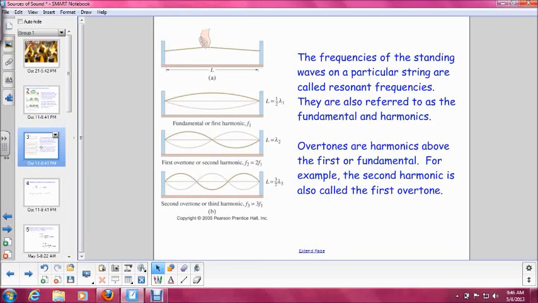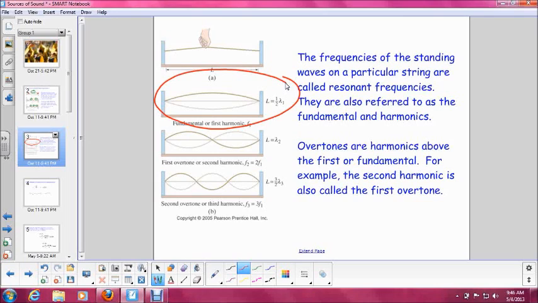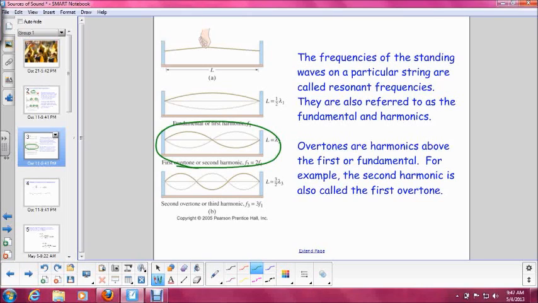The frequencies of a standing wave are called resonant frequencies. Remember, we talked about resonance as being a buildup of constructive interference at a frequency that an object really likes. So, when we fix both ends of a string like this, it has frequencies that it really likes to oscillate at. And those are the resonant frequencies. And we can also refer to them as harmonics. So, the most basic frequency you can get is this one. And we call this the first harmonic, or the fundamental. If we get a little more complicated than that, we get the second harmonic, or the first overtone.